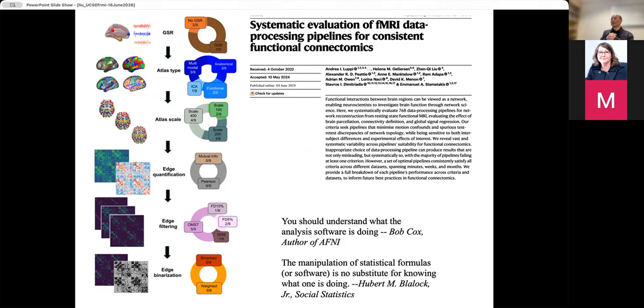But the problem is that leads to the issue that there are just so many ways of analyzing your data now. And so the question is, if you can analyze your data a million different ways, then you're likely to get a result, so then what do you do? This is one example from a paper looking at 768 different data processing pipelines, and so you probably get something out of one of those pipelines. So the question is, what do you do? This is very different from the early days of fMRI, where Bob Cox, some of you may know, is the author of AFNI, and he basically said, you should understand what the analysis software is doing.